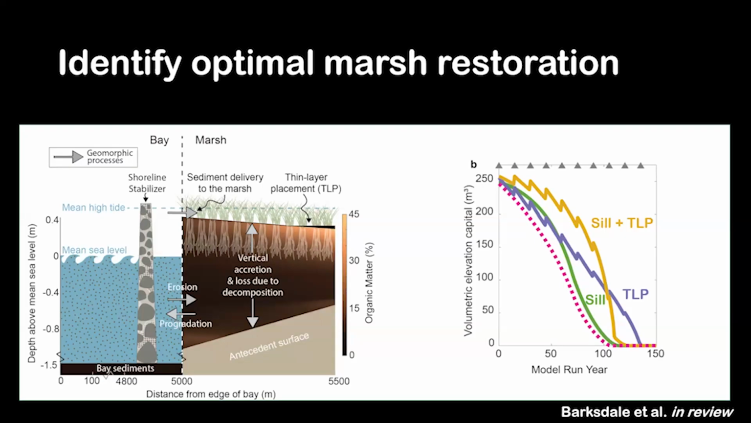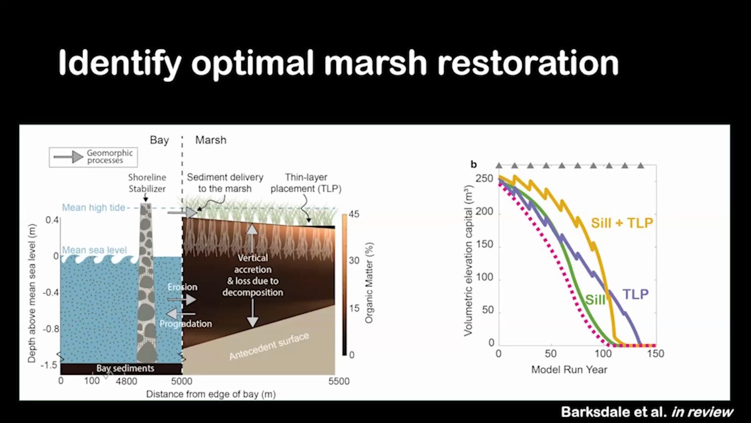So in this plot, the pink dashed line is the volumetric elevation capital, basically how much marsh volume is above the mean sea level. The no restoration case is this red dashed line over time. What we can see is that the green line is when we put a sill in or a shoreline stabilizer. That is the most effective measure until we hit an inflection point, and that's when thin layer placement becomes more important. You'll notice the little zigzags up because we have thin layer placement happening every 10 years.